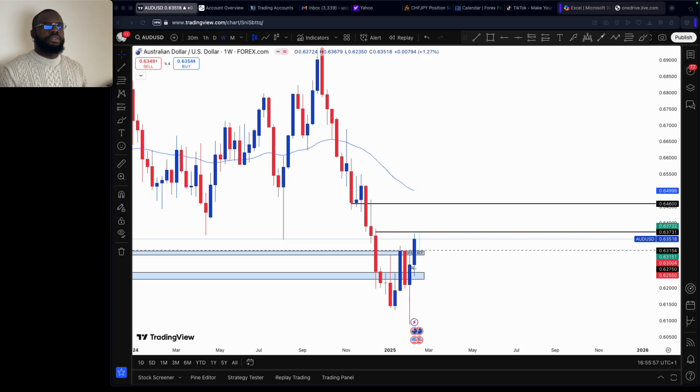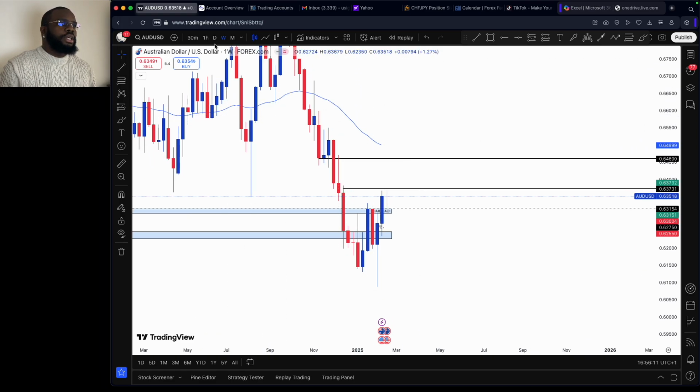Before I dive into the new analysis for the week, I would like to show the trade I took last week, of which the analysis I did on AUD USD. But sadly to say, I took a loss on that. So come on, let me show. This is AUD USD.